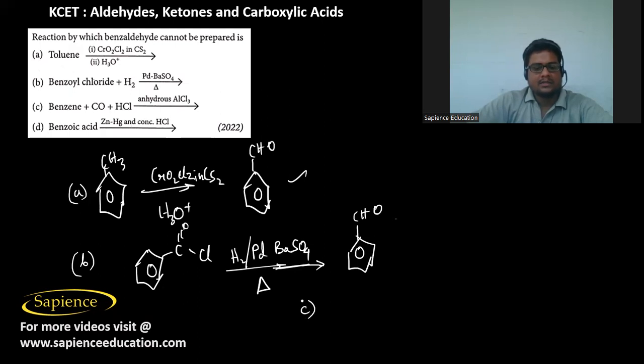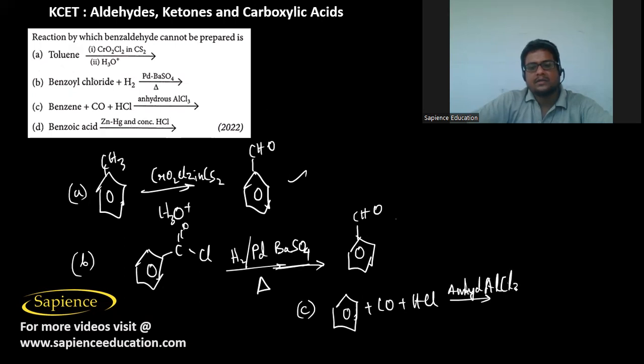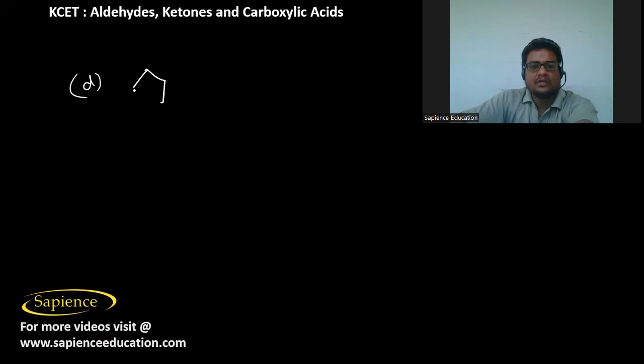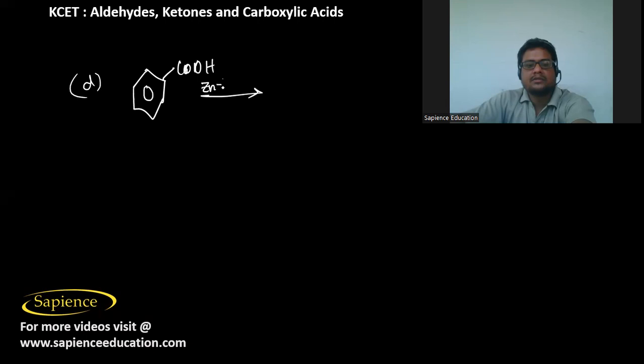And then in option C it is benzene plus CO plus HCl in the presence of anhydrous AlCl3. Here also it will produce benzaldehyde. But in option D it is told that benzoic acid, which is COOH, benzoic acid, will react in the presence of zinc amalgam and concentrated HCl.